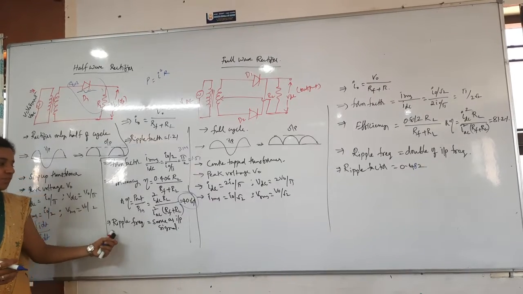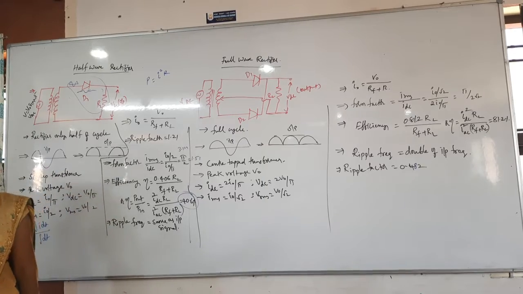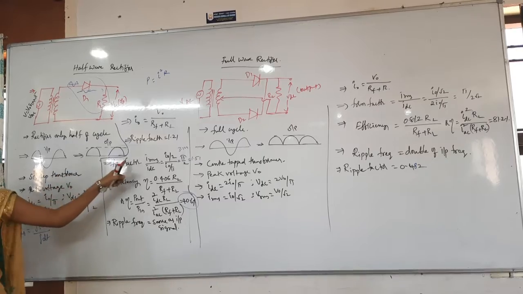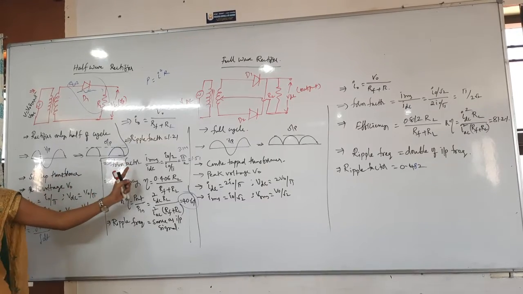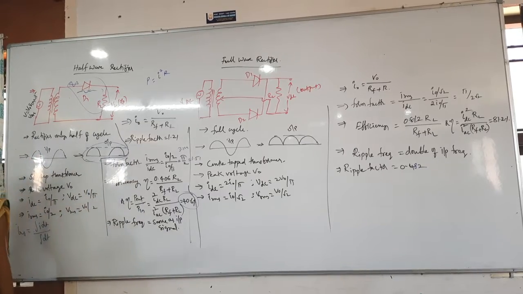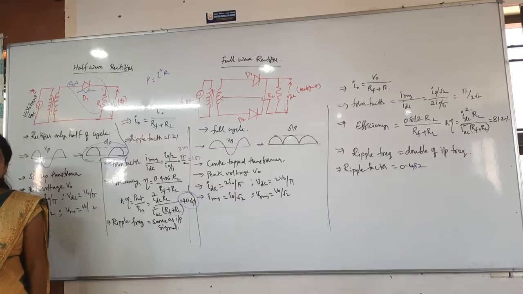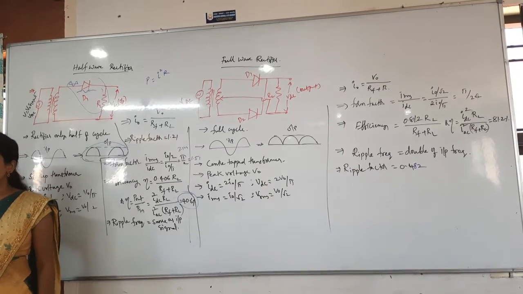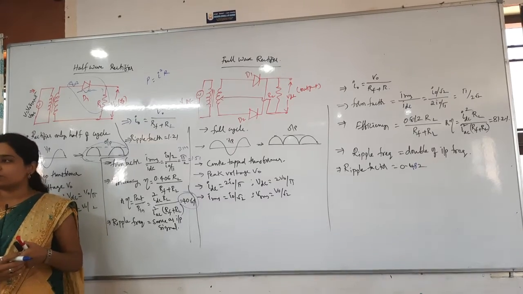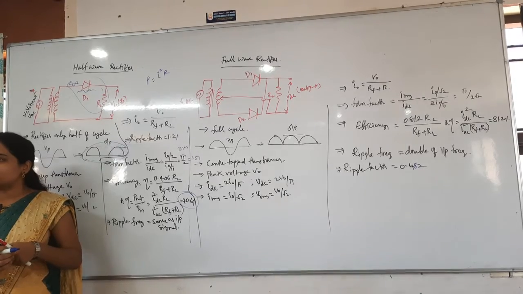Then the next one is ripple frequency. As I said already, whenever you compare the input and the output, the output is not completely DC. So that output signal also will have some frequency. Why? Because it is only 40% efficient, so what happens? Still AC is there. How will that AC be removed? By using the filter circuit, the capacitor circuit, we have to remove that AC from the output signal.